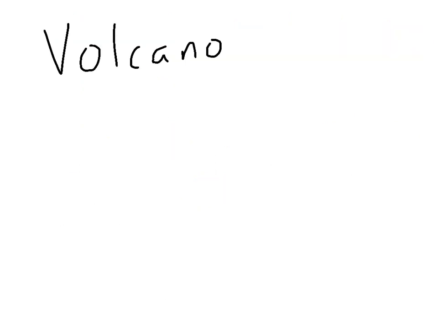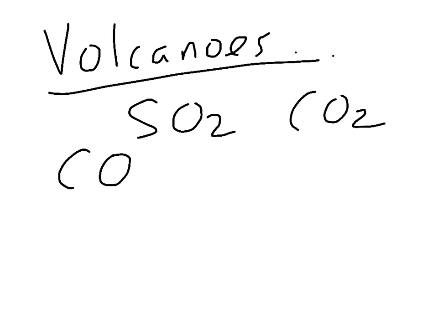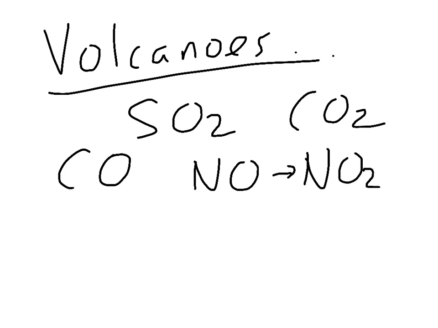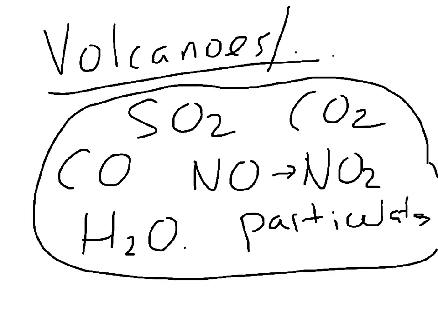Okay, what do volcanoes do? They can produce sulfur dioxide, which can produce acid rain. They can produce CO2, a global warming gas. Carbon monoxide, poisonous to us. Nitrogen monoxide and nitrogen dioxide, although by the time it comes out it's probably turned into nitrogen dioxide. And water vapour, and lots of particulates. Also, all of that can be produced from burning fossil fuels. It's basically the same list.